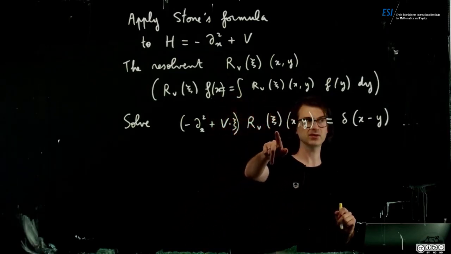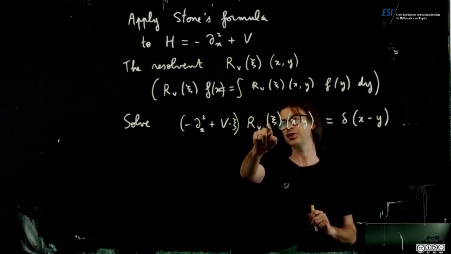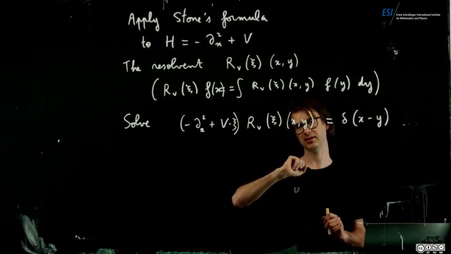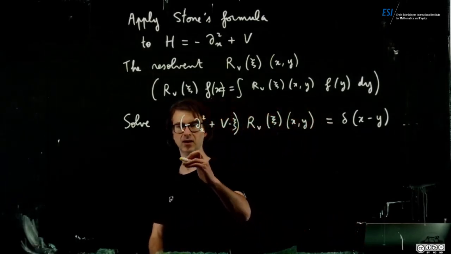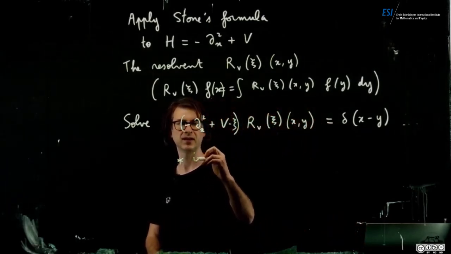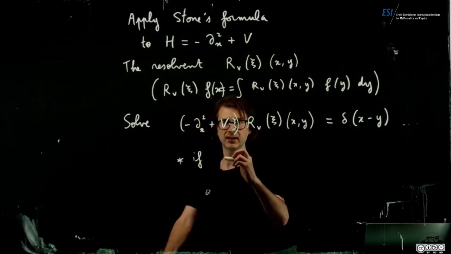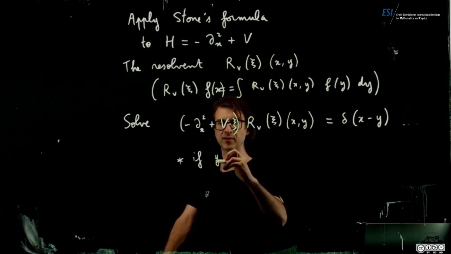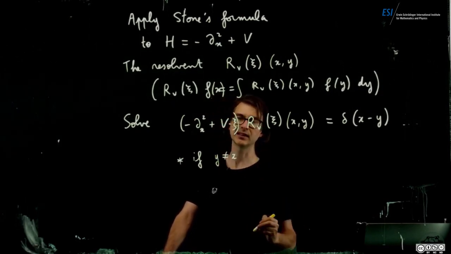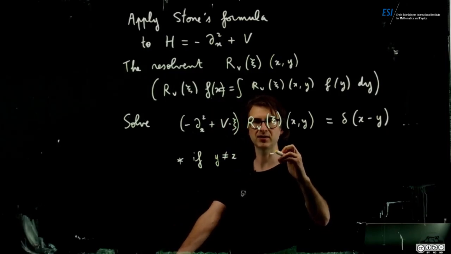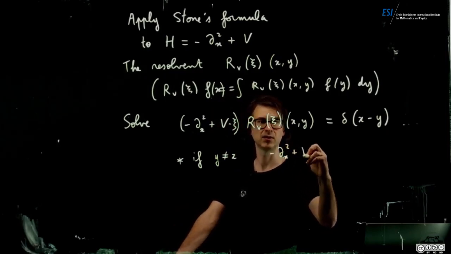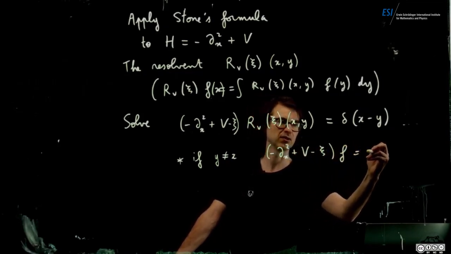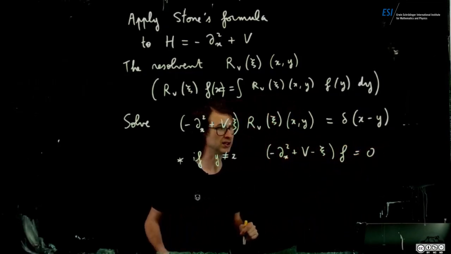Right, so the resolvent is the fundamental solution associated to the linear operator minus dx squared plus v minus xi. So you see that if y is different from x, then all we are actually solving is minus dx squared plus v minus xi applied to a certain function f equals 0. So that's just really an ODE problem.